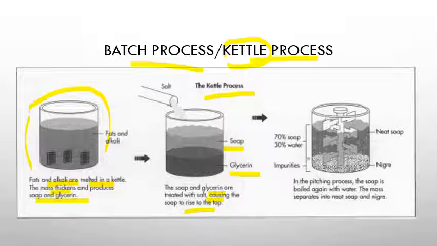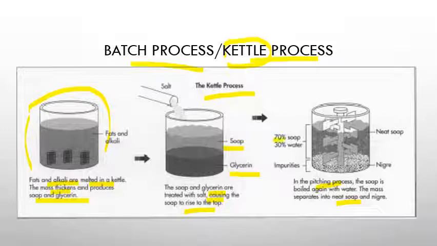And after the whole conversion of the soap takes place, the last step is the pitching. So we separate out the soap from the kettle. Again we take the soap in a kettle and boil it again with water. So that's the pitching. You take whatever soap you have produced, add the water and boil it. The mass separates out in the form of neat soap, containing 70% soap and 30% water.